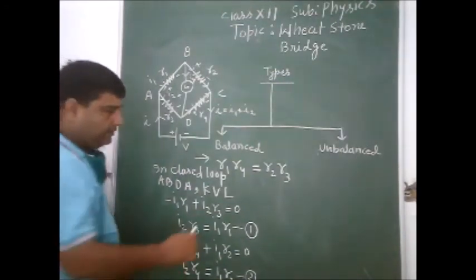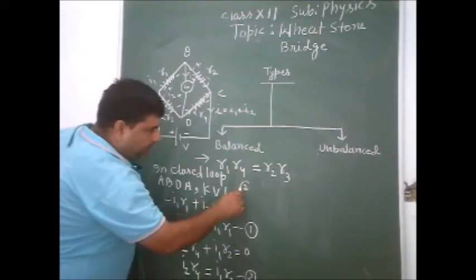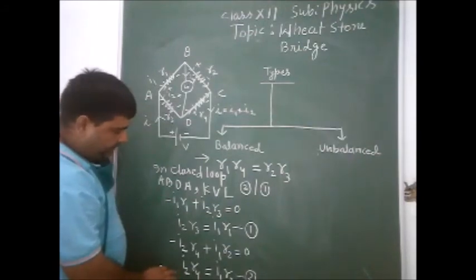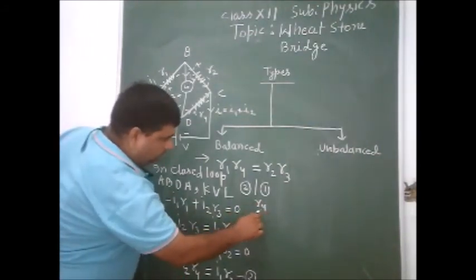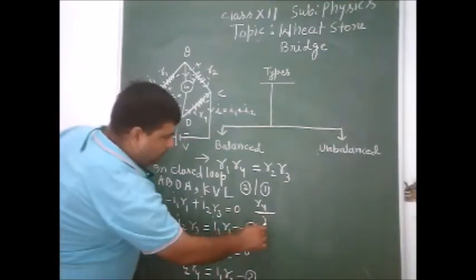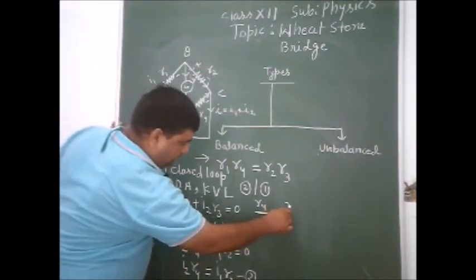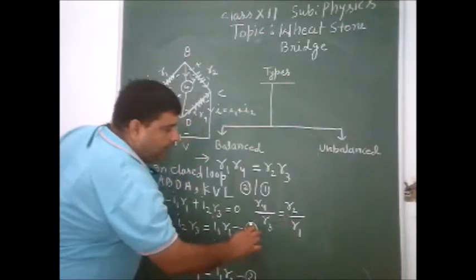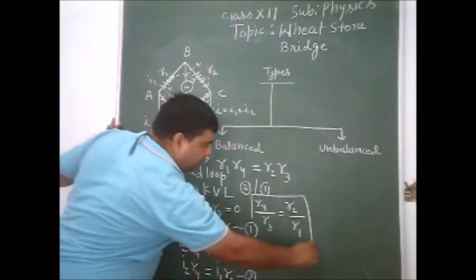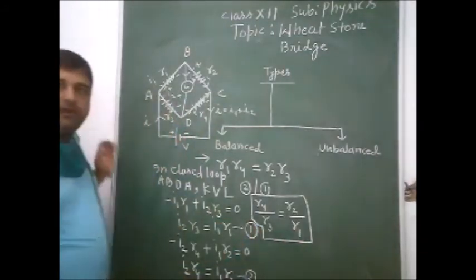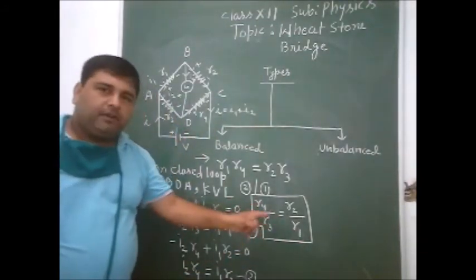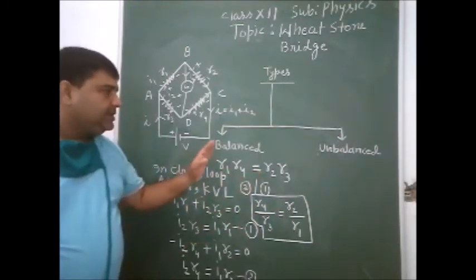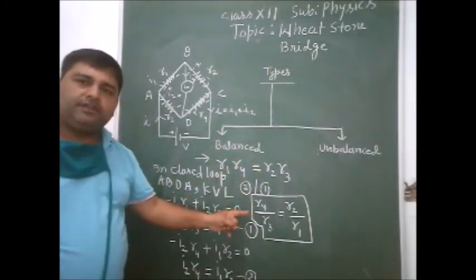On dividing equation 2 by 1, we have R4 upon R3 is equal to R2 upon R1. On cross multiplication you have R1 R4 is equal to R2 R3. This is the balancing condition of Wheatstone bridge.